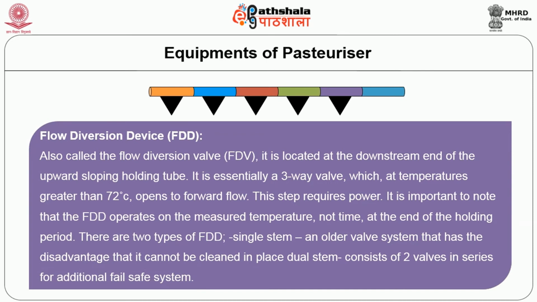There are two types of FDD: a single stem, an older valve system that has the disadvantage that it cannot be cleaned in place, whereas the dual stem consists of two valves in series for an additional fail-safe system.